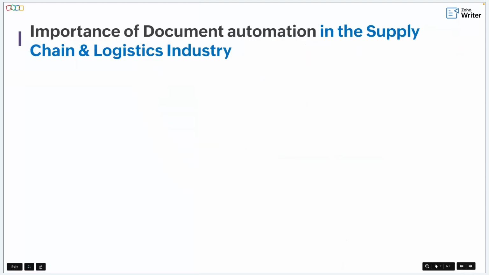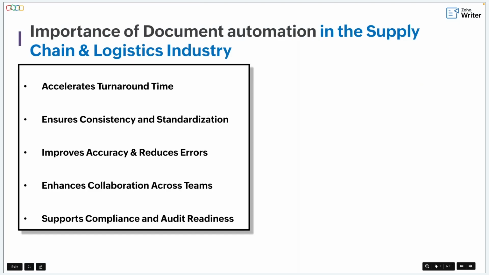So now let's talk about why document automation is so critical in the supply chain and logistics space. There is a lot of movement between teams, systems, and even countries, and documents form the thread that keeps it all connected. So let's start with the turnaround time. In logistics, every minute counts, and with Writer, you can generate and send out documents like purchase orders or order acknowledgements within seconds, not hours.